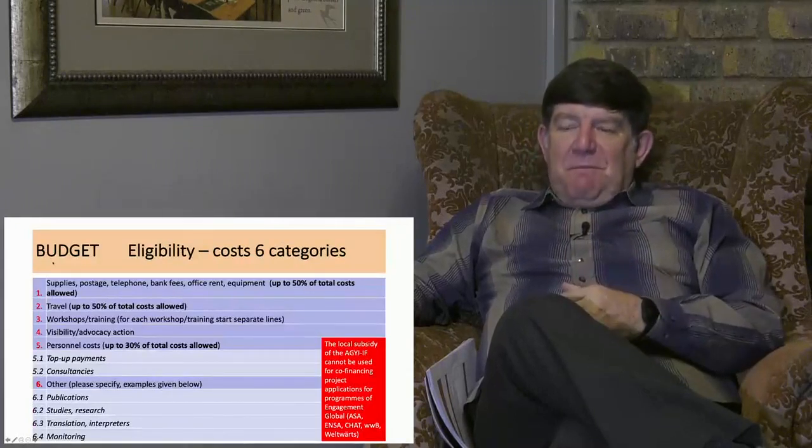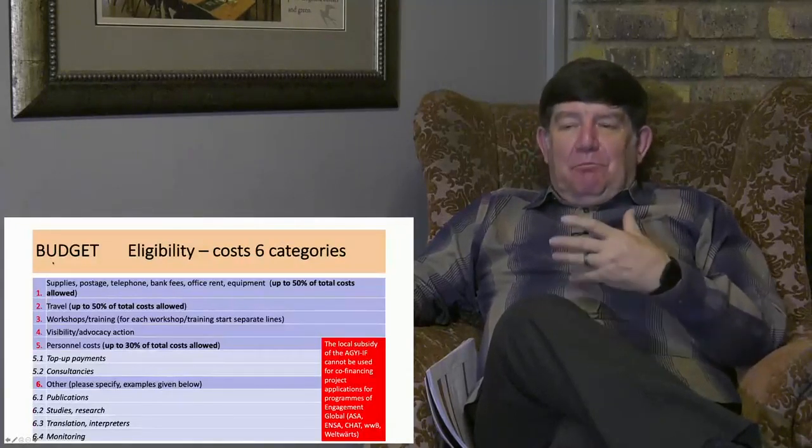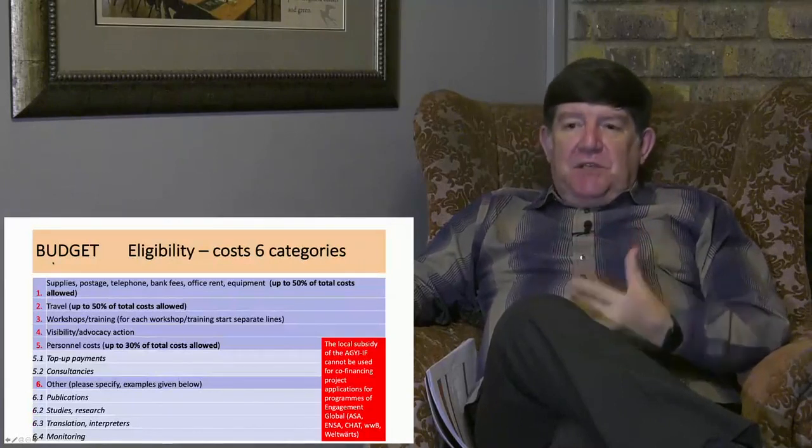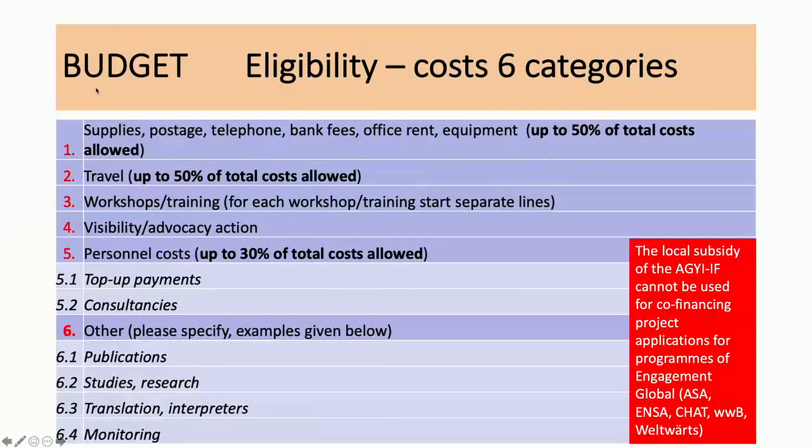Budget. If we start looking at the budget of the project, in the budget template that you've got, there are 6 types of categories. Number 1 is the so-called office and maintenance cost of the project. Number 2 is travel for project management and also travel for delegates to attend some events. Then category number 3 is workshop, training, events cost. Category number 4 is visibility or advocacy actions.